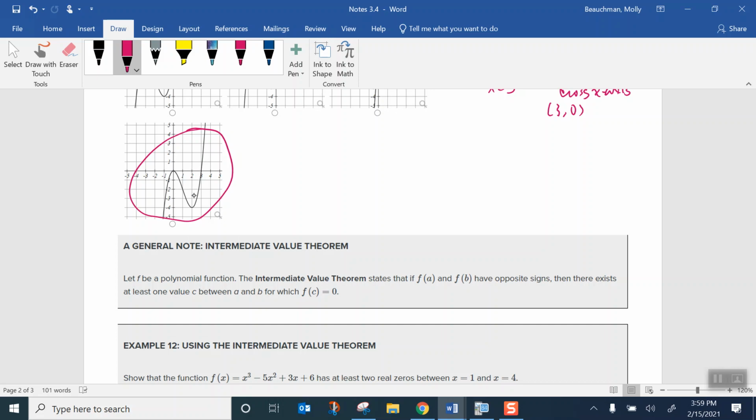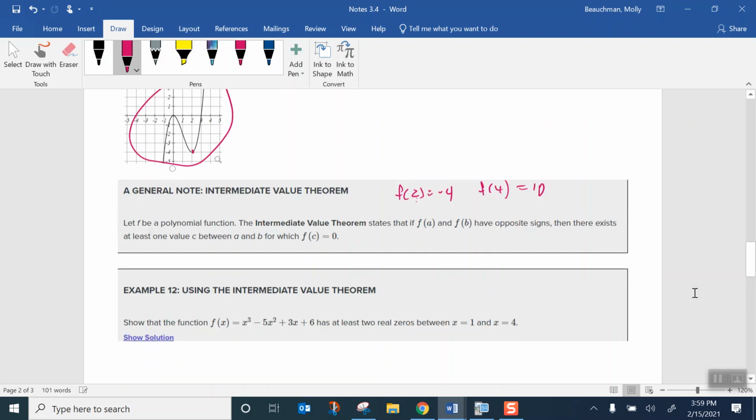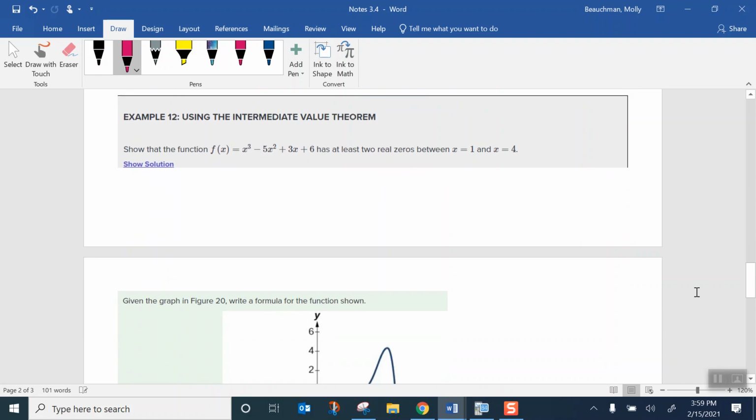For example, look at our graph. In the graph above, f of 2 is equal to negative 4, and then f of 4 is, I don't know what it is, I'll guess, 10. If f of 2 is negative and f of 4 is positive, that means somewhere in between 2 and 4 there has to be a 0. And if you look at our graph, 3 is at 0. So you might have questions to show that this particular polynomial has at least 2 real zeros between x equals 1 and x equals 4.